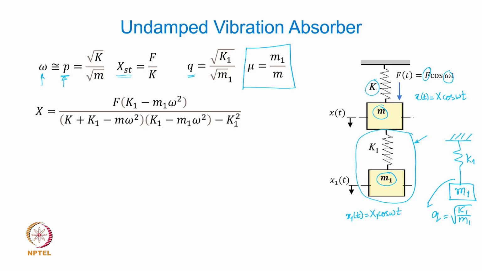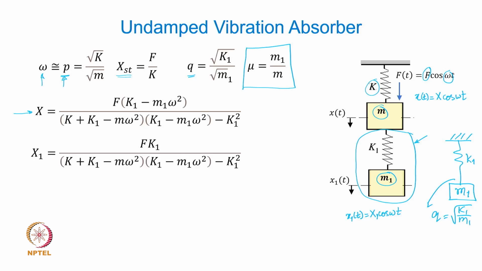If you substitute these assumed solutions in the governing equations, which we have already discussed, then the expression for the response of the main mass turns out to be this, which we also discussed a few slides back. Similarly, the response of this auxiliary or absorber system is capital X1, which is given by this expression. Both these expressions are quite similar, except that K1, K2 are now replaced by K and K1. Then there is absolutely no difference here.